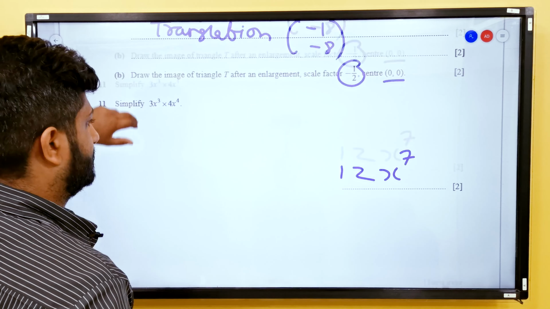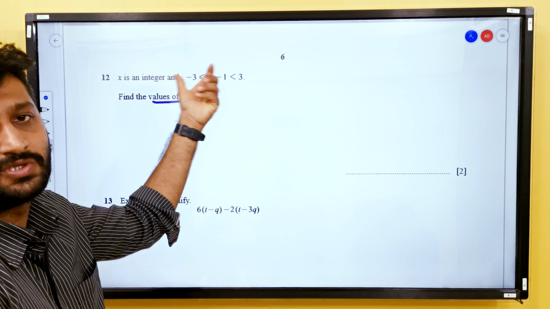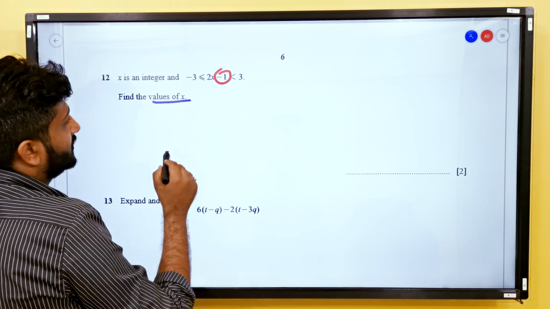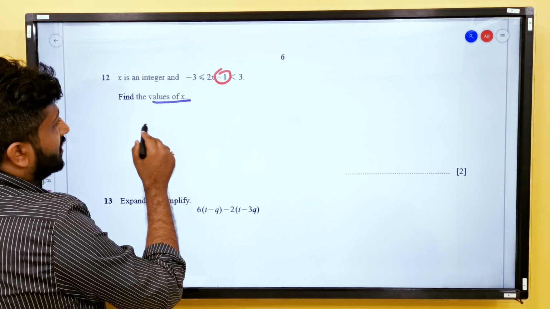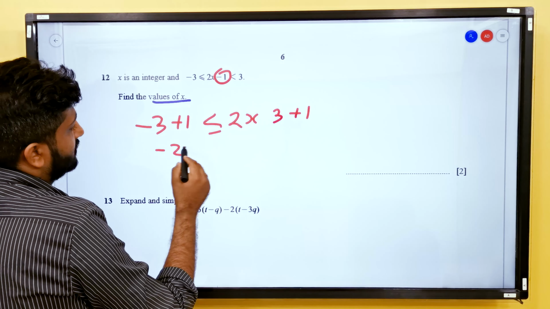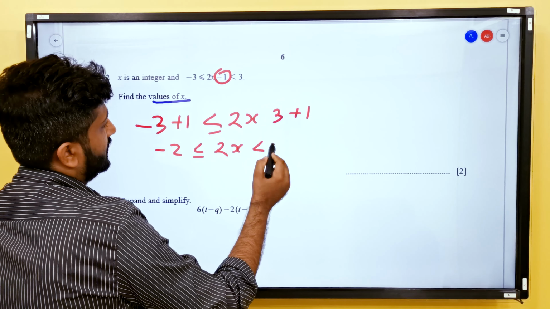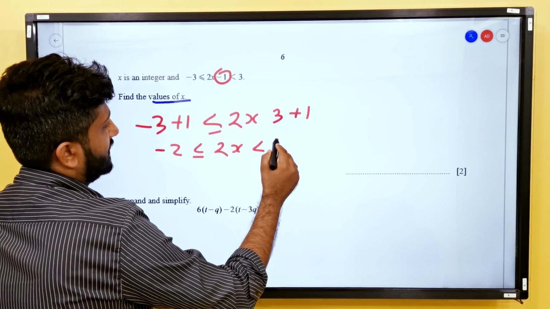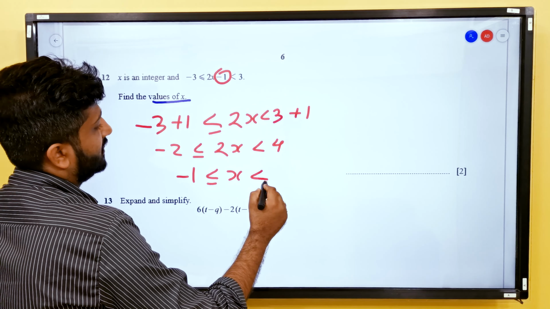Next part, x is an integer and -3 is less than or equal to 2x minus 1, which is less than 3. Find the values of x. Let us solve this. The inequalities are present on both sides. So let me remove this -1. On removing -1, I'll add +1 to both sides of the inequality, which gives -2 less than 2x less than 4. Now let's divide this by 2. So my answer will be -1 less than x less than 2.